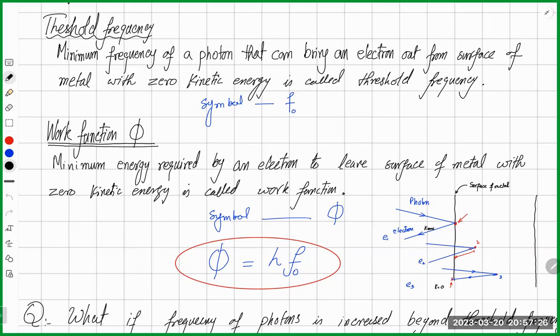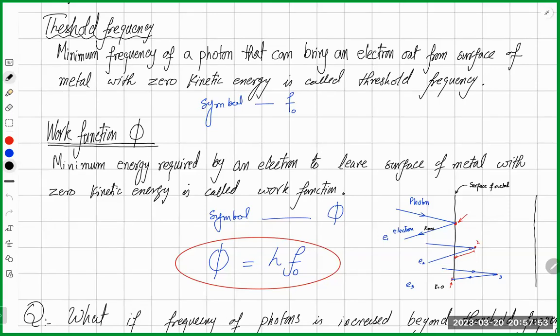For example, if there's a work function of 10 and you provide 10, then electron will come out with no kinetic energy. But if you provide 12, then electron will come out with an energy of 2. Okay, so if you provide energy beyond work function, then electrons will come out with a range of kinetic energy.